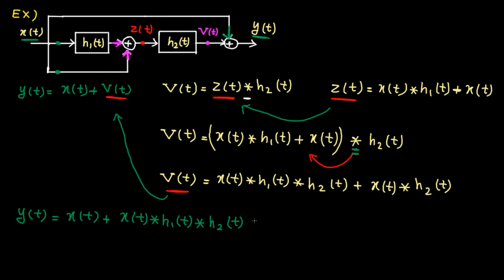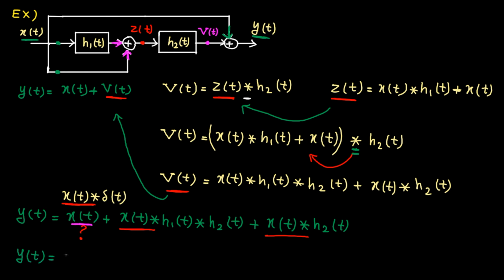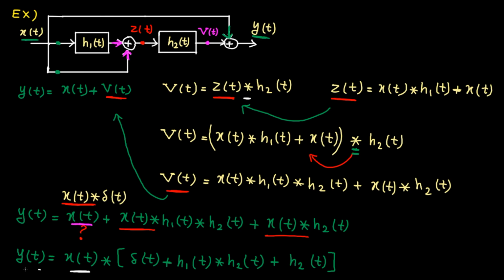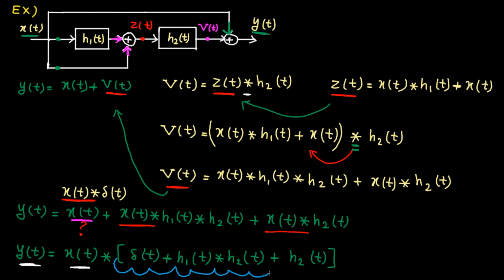y(t) becomes this. Again, there is x(t) convolution sign here and here, but the convolution sign is missing here. Similar to the previous example, you can write x(t) as x(t) convolved by delta(t). Now you can factor out x(t) convolution sign and y(t) becomes this. This is the input and this is the output. Again, for an LTI system, input convolved by the impulse response is equal to the output. So we can conclude this big guy is the impulse response of the whole system.